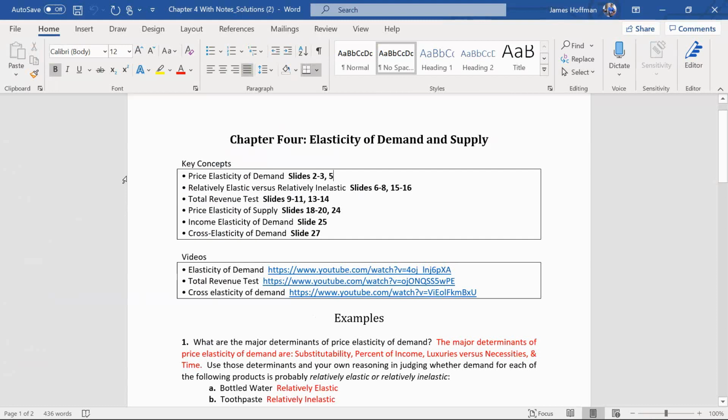Okay, so we need to denote which goods are going to be relatively elastic, and which goods, on the other hand, are relatively inelastic. And there's a cutoff for that. So let's define where the cutoff is for elastic versus inelastic. Alright, so let's look at slides 6 through 8.